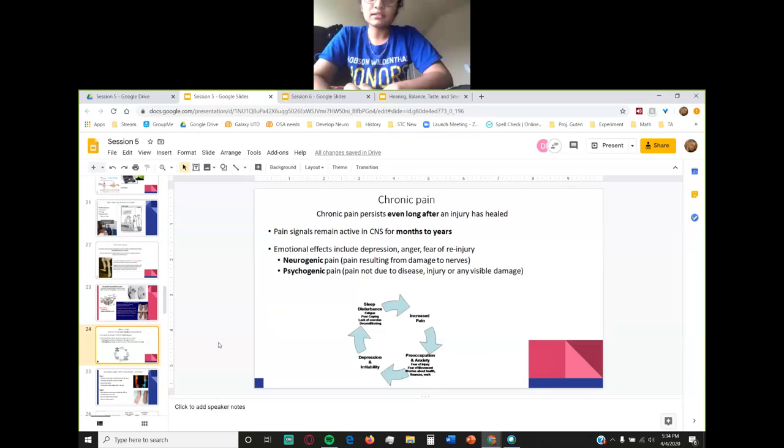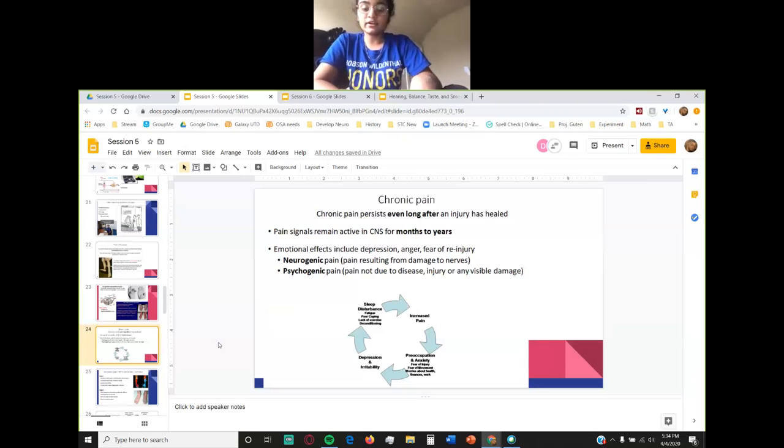So chronic pain is when pain persists for longer than it should, long after an injury has healed. There are different kinds of chronic pain. Neurogenic pain is pain that results from damage to nerves. So damaged nociceptors are going to continue to send signals to your brain that tell it it's in pain, even though the injury is healed and there's no reason to anymore.